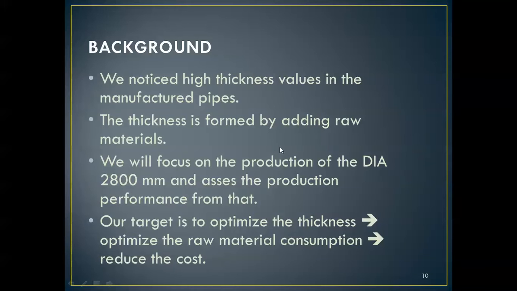As a case background, first of all, we noticed that we are having high thickness values in the coming pipes. The thickness is formed, as I said, by adding raw materials. So high thickness means that we are consuming more raw materials, which means that we are losing money. So in this project, I'm going to focus on the diameter 2800. Along 6 months, we produce about 600 pipes of this diameter, and I'm going to use this data for my project.